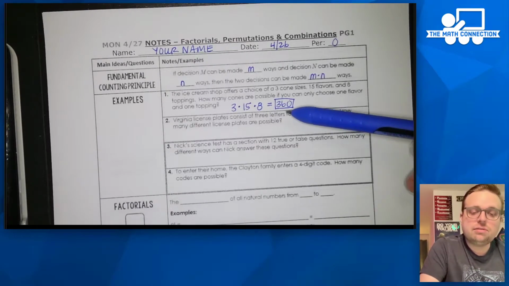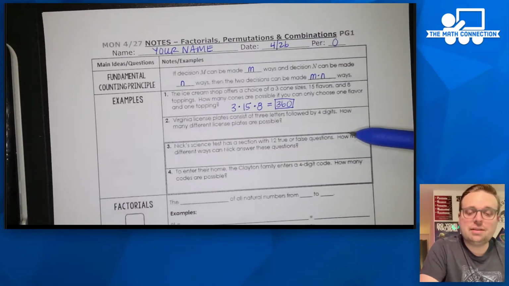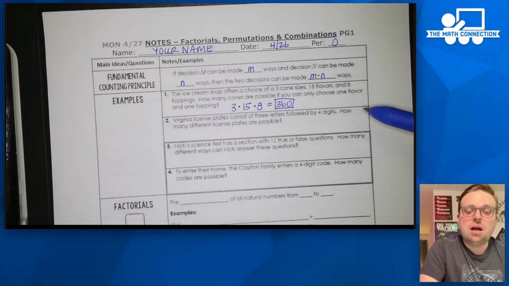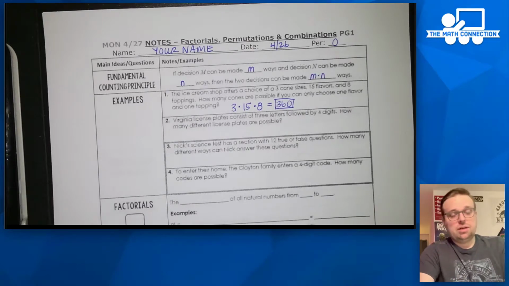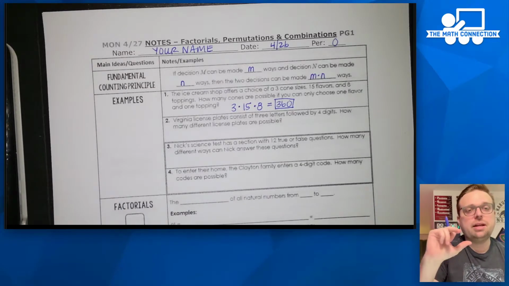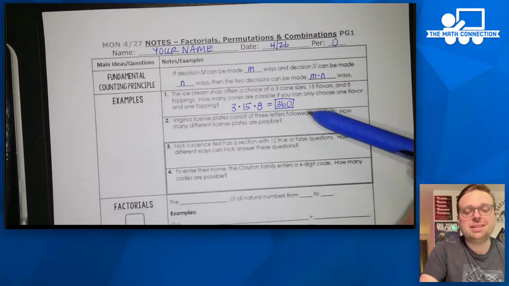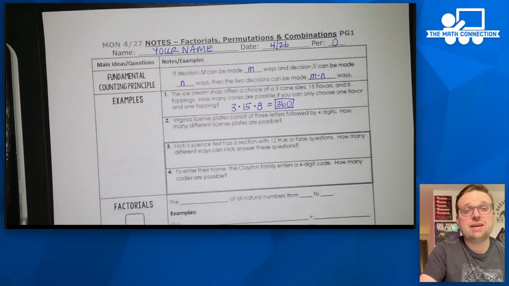The second question says, Virginia license plates consist of 3 letters followed by 4 digits. How many different license plates are possible? Okay, so you kind of have to break this down. You're thinking about like the letter slots that are on a license plate, and so the first 3 spaces have to be letters, so letters of the alphabet, and then there are 4 more spaces after that, and those have to be digits, so single digits.